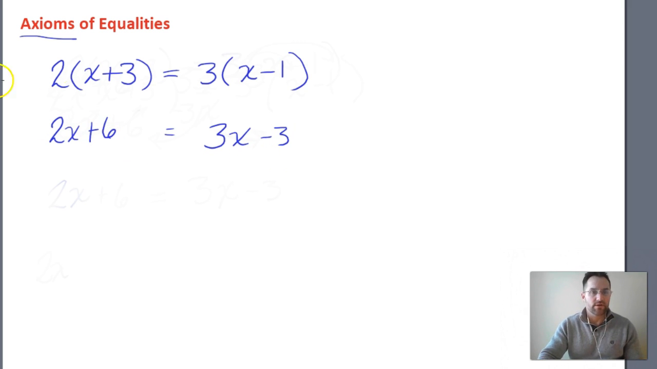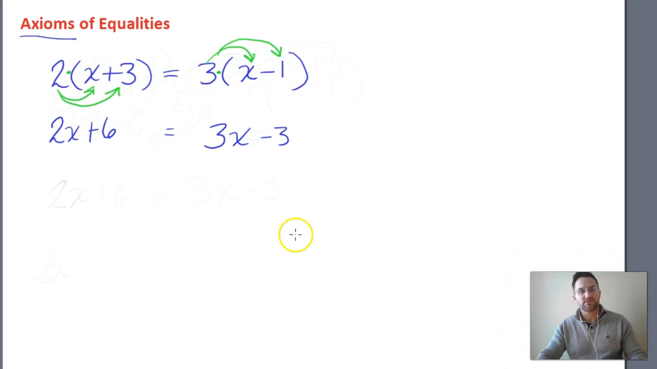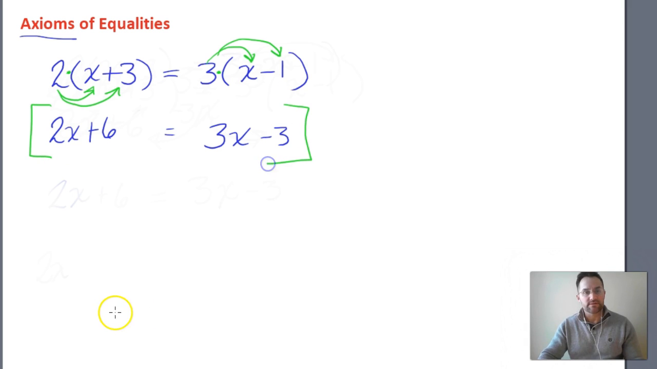And real quick, I'll put it in green here. So we multiplied here. We distributed, didn't we? We just did distribution, right? And this tells us to multiply against everything in there, doesn't it? Okay, so that's all that's going on, and this is where we're at so far in brackets here. We have 2x + 6 is equal to 3x - 3, okay?